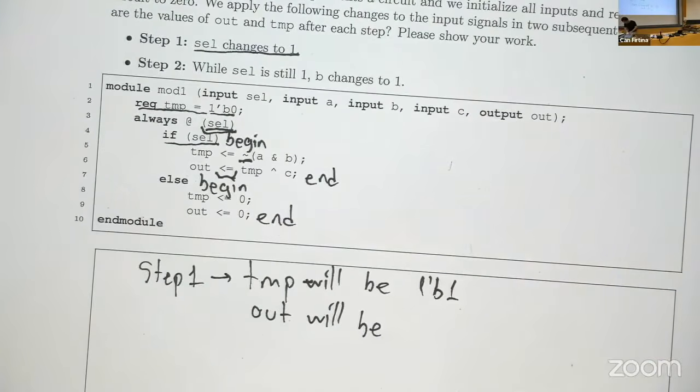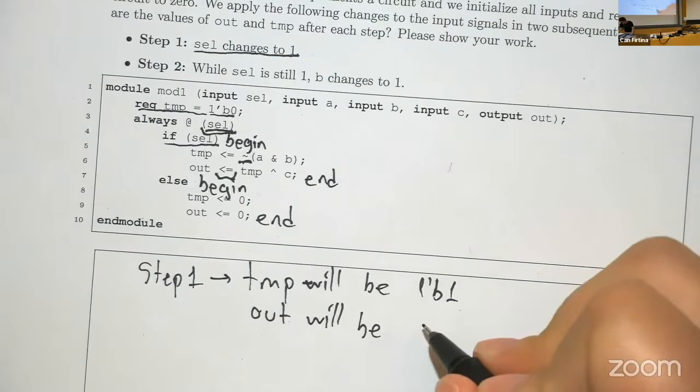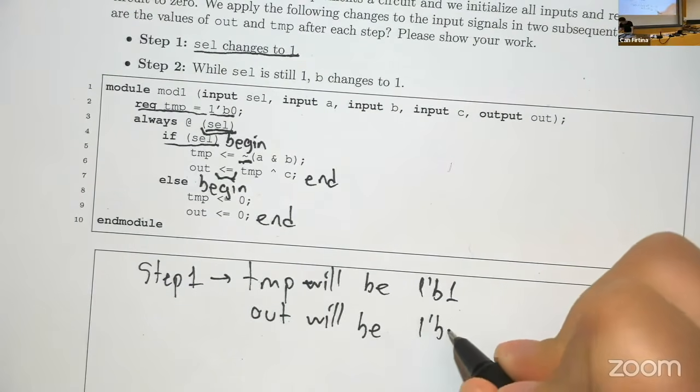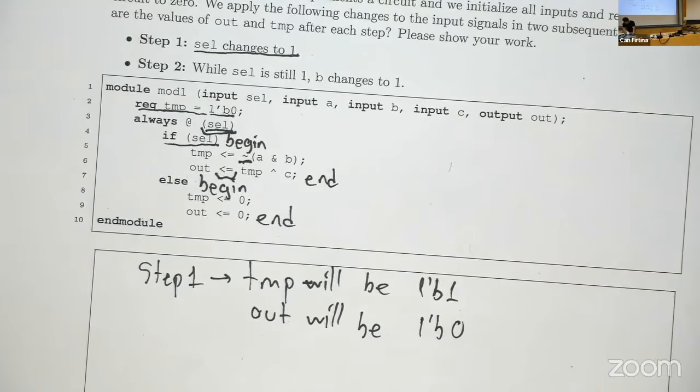Let me double check if there's something wrong. It's 1 bit, and it's going to be 0. Yeah, I don't think we're missing anything.